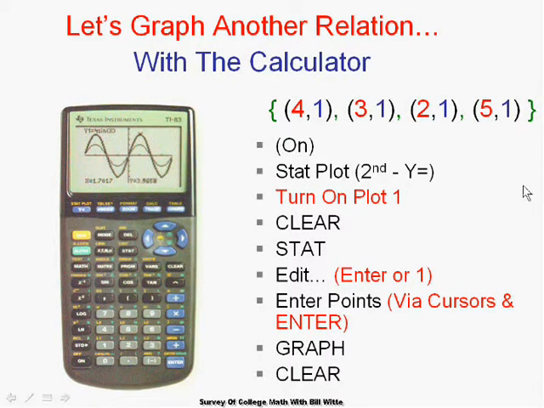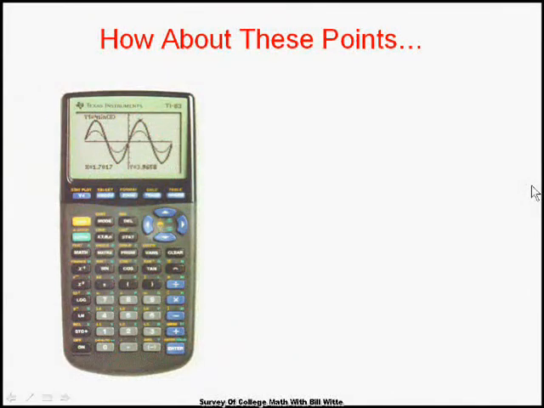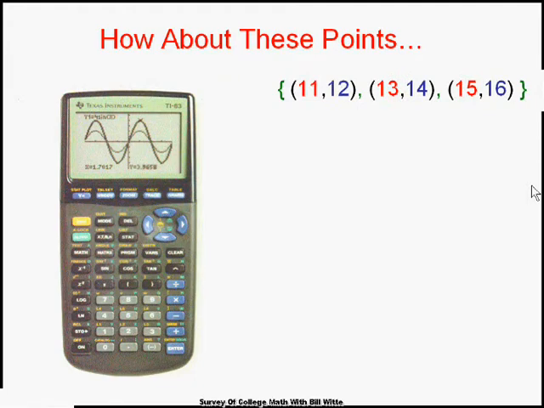So I'm going to give you a little bit of a challenge. How about a little fire, Scarecrow? Without clearing anything out, we're going to enter these points: 11, 12, 13, 14, and 15, 16. We're going to delete the old ones. We're not going to clear the lists out. We're going to do it by hand. We're going to delete the old points. I want to show you that you can use this button as well.